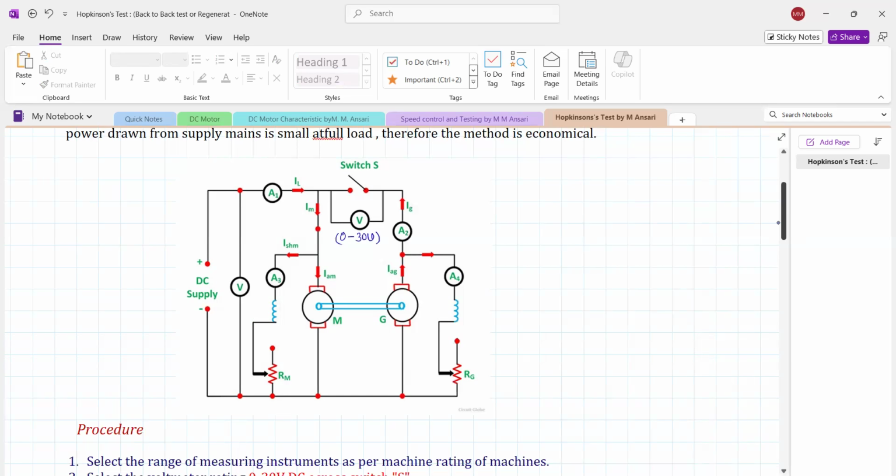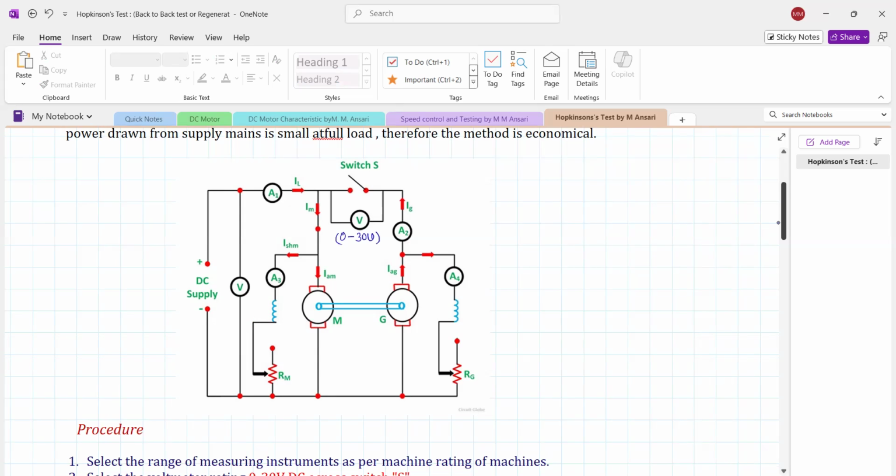So this is the circuit diagram. The power supply is taken at a rated voltage V. This is the current IL. So the power input to the generator-motor set is V into IL. The motor output is connected to the generator and the generator output is connected to the motor. So the power drawn from the supply will be smaller. This is the major advantage of the back-to-back test or Hopkinson test.